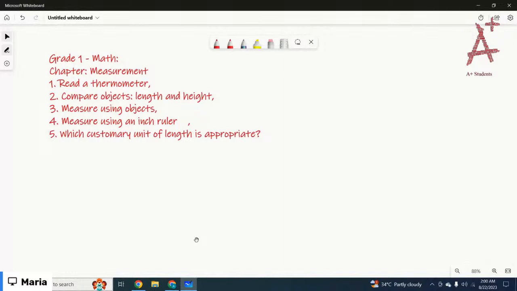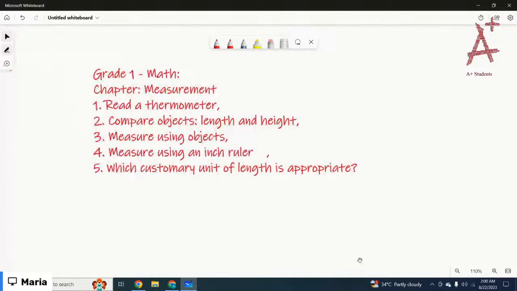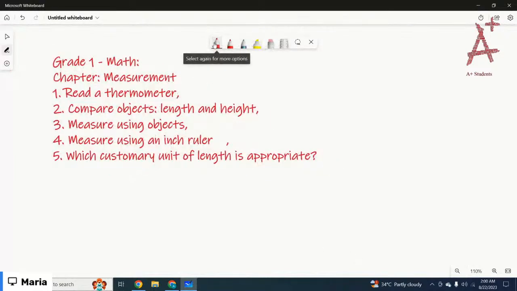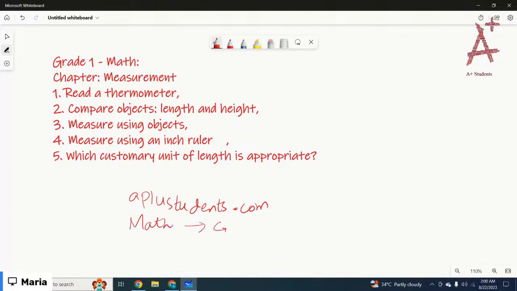We are here for grade 1 math. You can find all the lessons on aplusstudents.com. You have to log in there using your email address, and the password is provided by the administrator. Then you have to select math from the subject tab. Scroll down to grade 1 and then click on view all lessons.